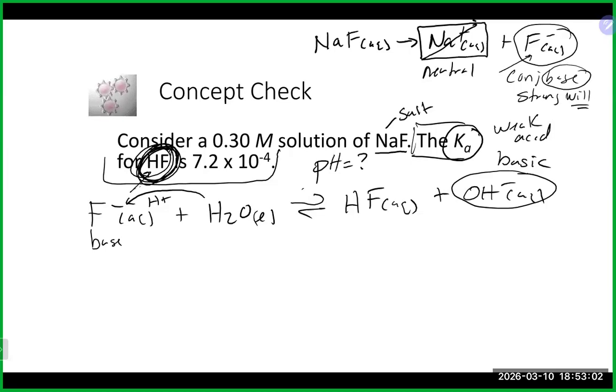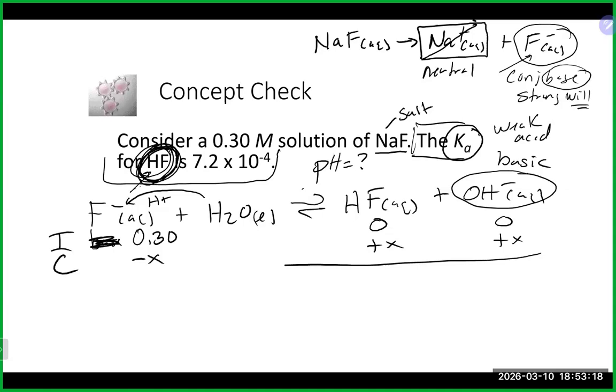So let's do that calculation here. Just going to scratch that out. Initially, we have 0.3 molar. This is going to be 0 and 0. Change going to be minus x, plus x, plus x. And that means at equilibrium, 0.3 minus x, x, and x. So a pretty standard table. Any questions on the table?